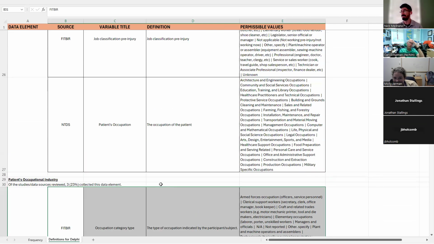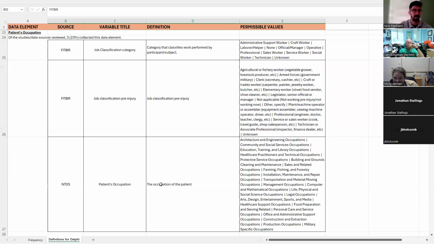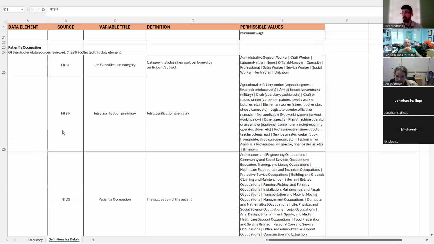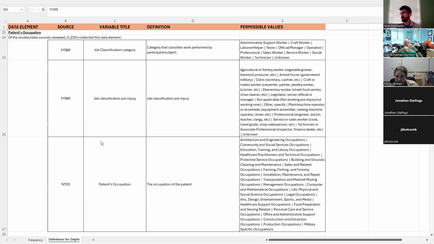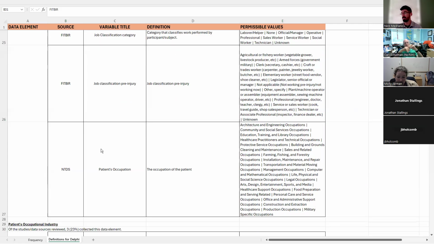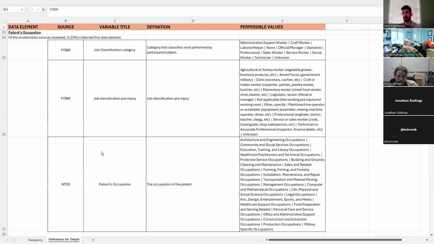I was probably in the minority selecting NTDS over FITBR all the time, but yeah, they're very similar. The job classification ones kind of cover the bases with those other variables, to be honest. And these are actually more comprehensive and informative because they both have military occupations in addition to others. So yeah, either one is good. I just prefer harmonization with NTDS, NTDB. Am I allowed to make the motion that we just leave it at patient's occupation?